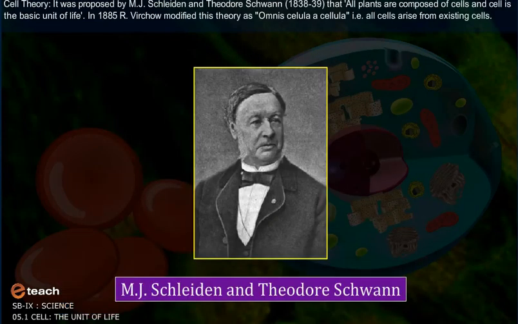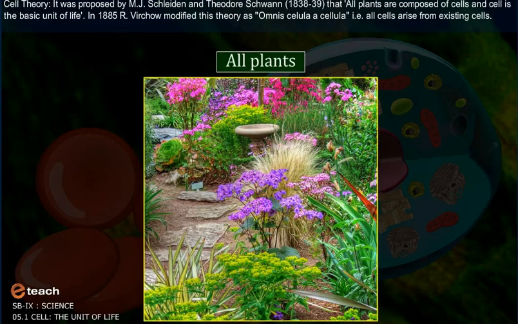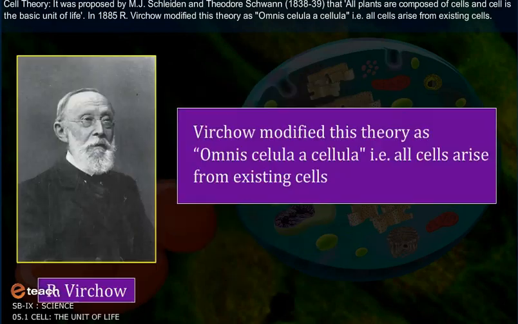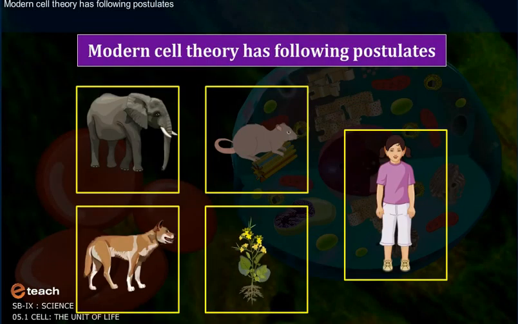Cell theory. It was proposed by M. J. Schleiden and Theodor Schwann in 1838-39 that all plants are composed of cells and cell is the basic unit of life. In 1885, R. Virchow modified this theory as omnis cellula e cellula, that all cells arise from existing cells.